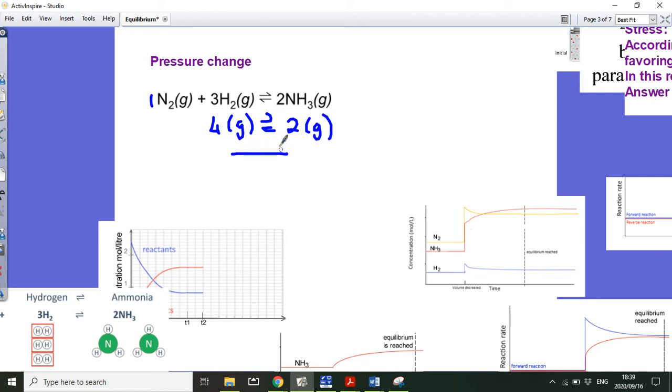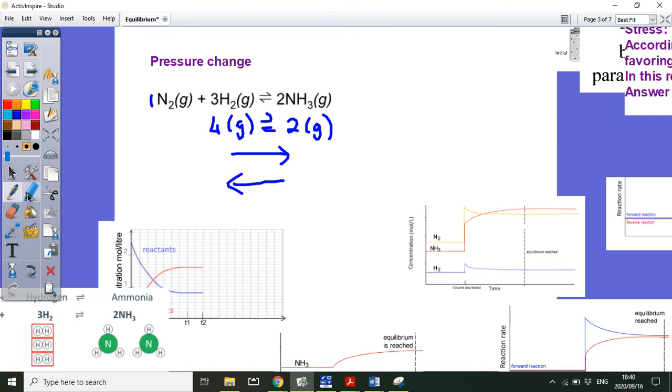So if I'm favoring the forward reaction, I'm changing 4 moles into 2 moles. So that's less particles, so less pressure. If I'm favoring the reverse reaction, I'm changing 2 moles into 4 moles, and therefore there's going to be more particles, so more pressure. So now how are we going to do these graphs? So let's just look at this one.